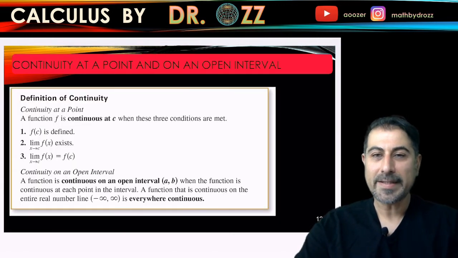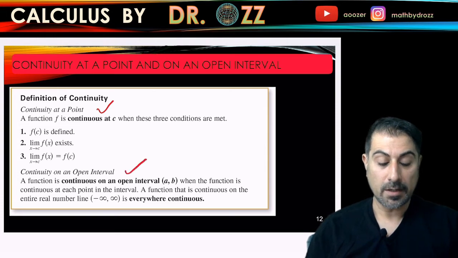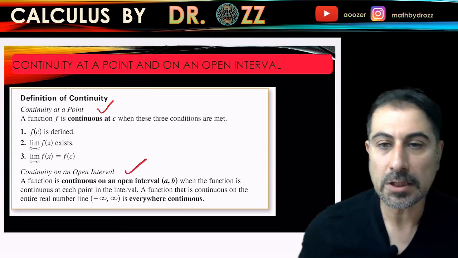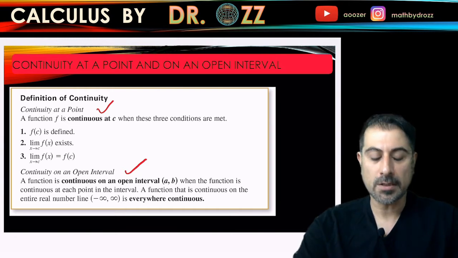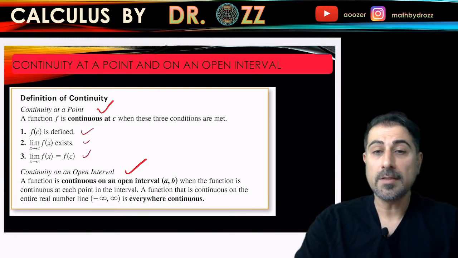We also talked about continuity at a point and on an open interval. You can take this as the definition of continuity at a point and on an open interval. Specifically for continuity at a point, you have to check if all three conditions are satisfied. So c must be in the domain of the function.